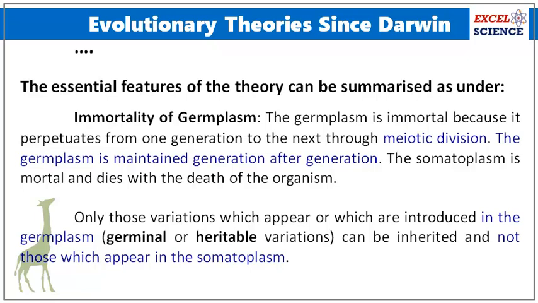Immortality of germplasm. The germplasm is immortal because it perpetuates from one generation to the next through meiotic division. The germplasm is maintained generation after generation. The somatoplasm is mortal and dies with the death of the organism. Only those variations which appear or which are introduced in the germplasm, germinal or heritable variations, can be inherited, and not those which appear in the somatoplasm.